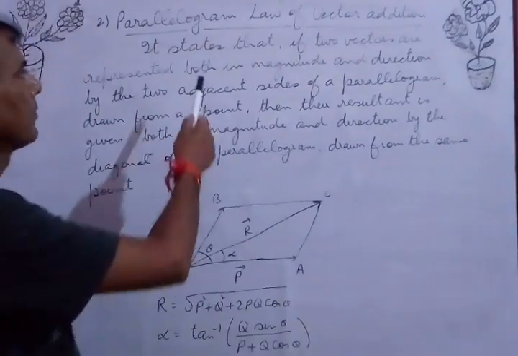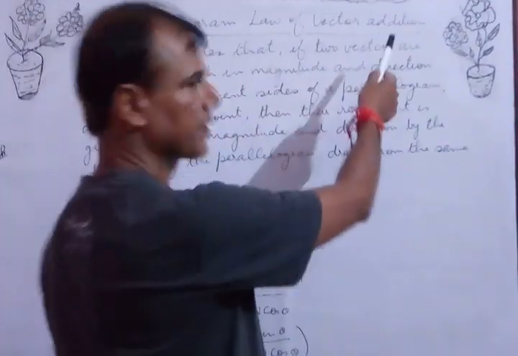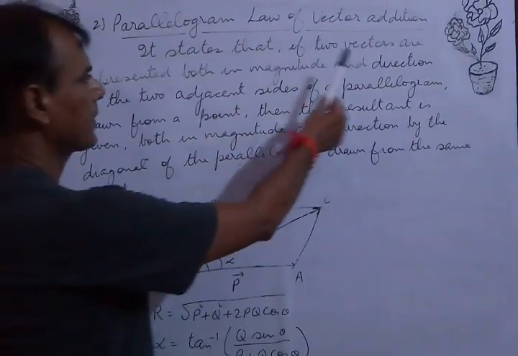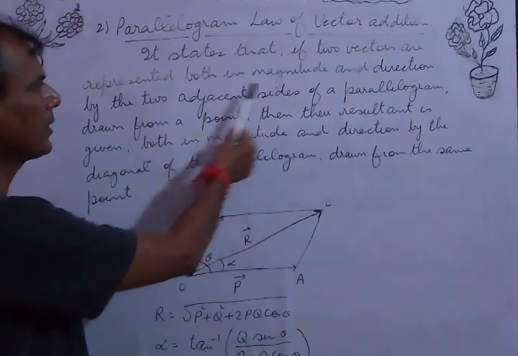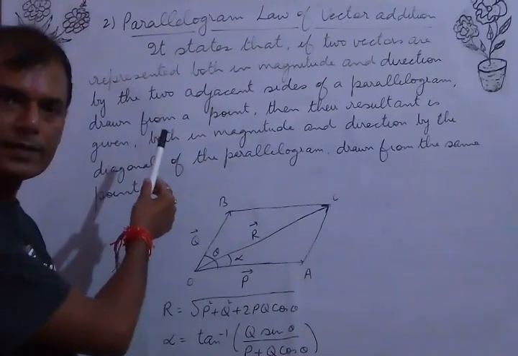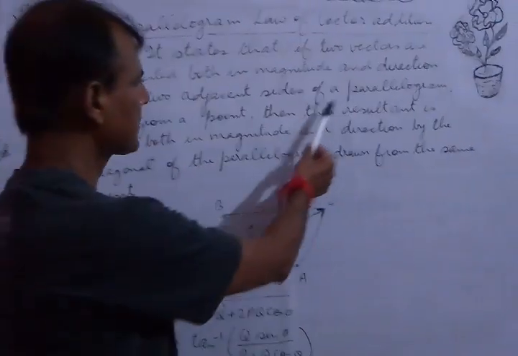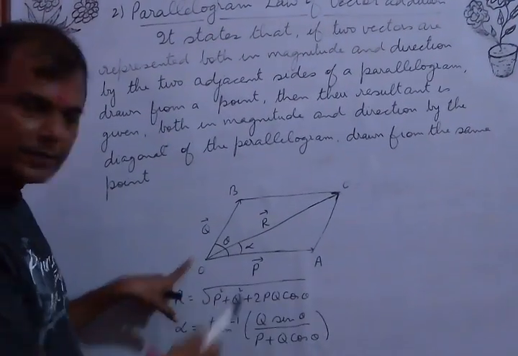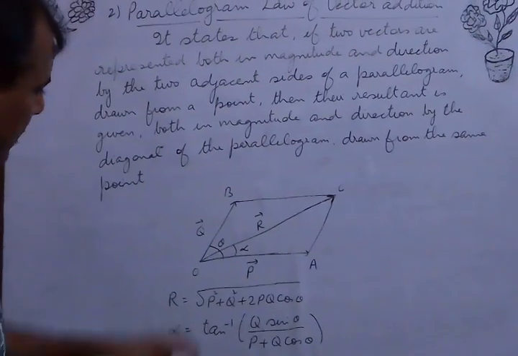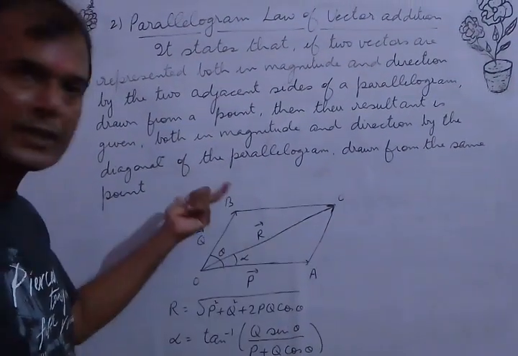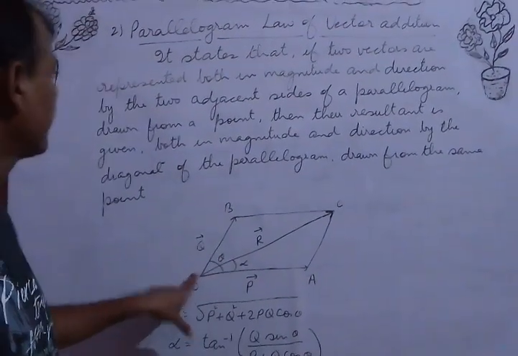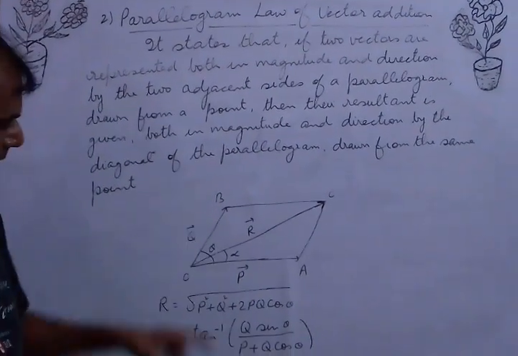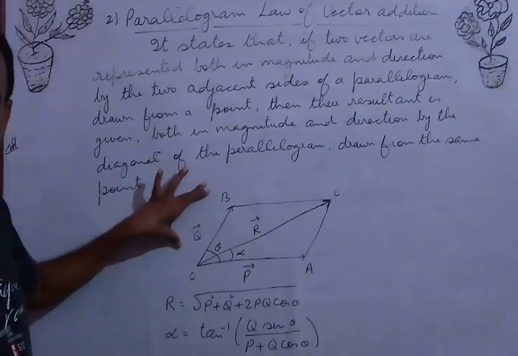Second law is parallelogram law of vector addition. This law states that if two vectors are represented both in magnitude and direction by the two adjacent sides of a parallelogram drawn from a point, so vector P and vector Q, they are represented by OA and OB.